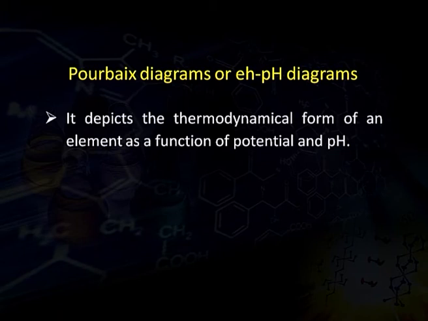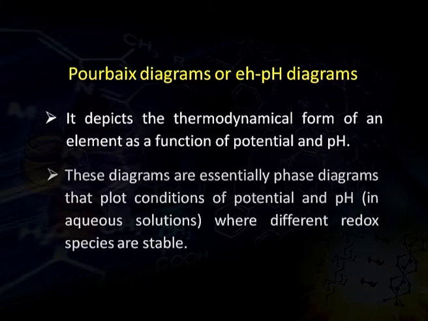It is named after Marcel Pourbaix, who was a Russian-born Belgian chemist and invented this type of diagram. The Pourbaix diagram plots electrochemical stability for different redox states of an element as a function of pH value. On one axis, the electrochemical stability of different redox states is plotted against the corresponding pH value. It depicts the thermodynamic form of an element as a function of potential and pH.